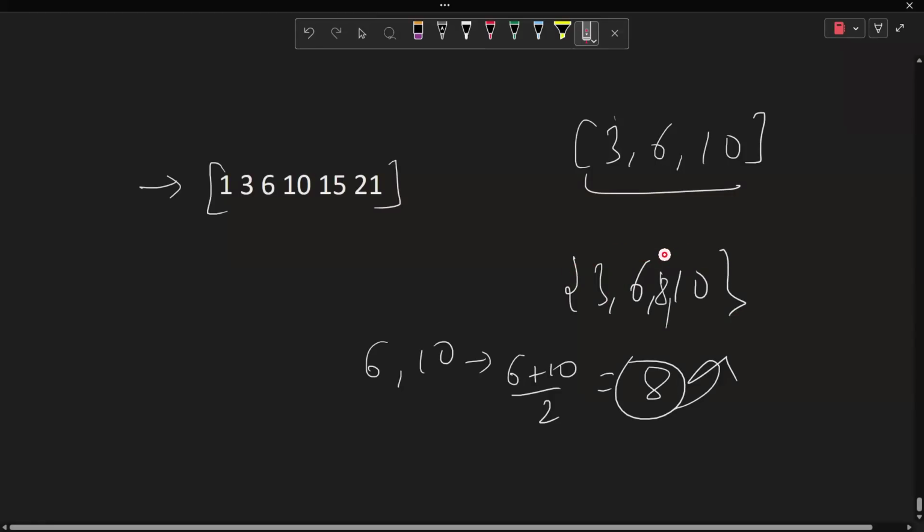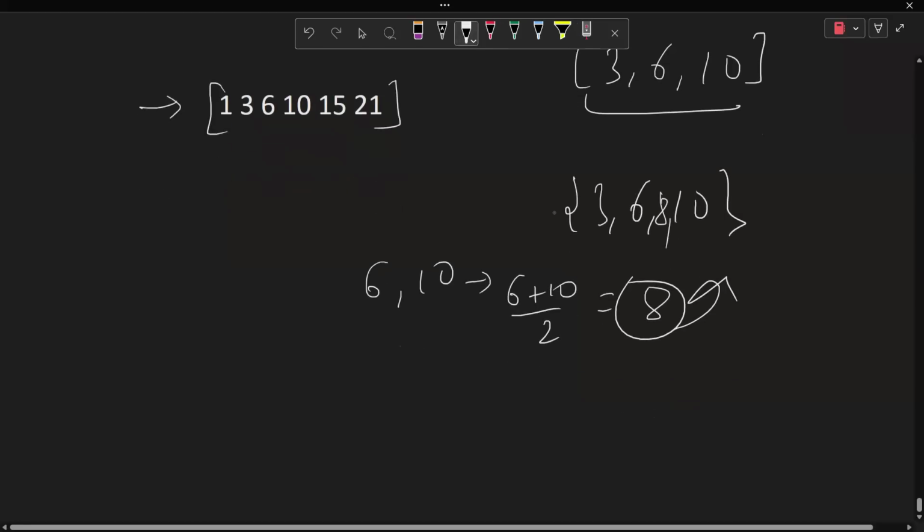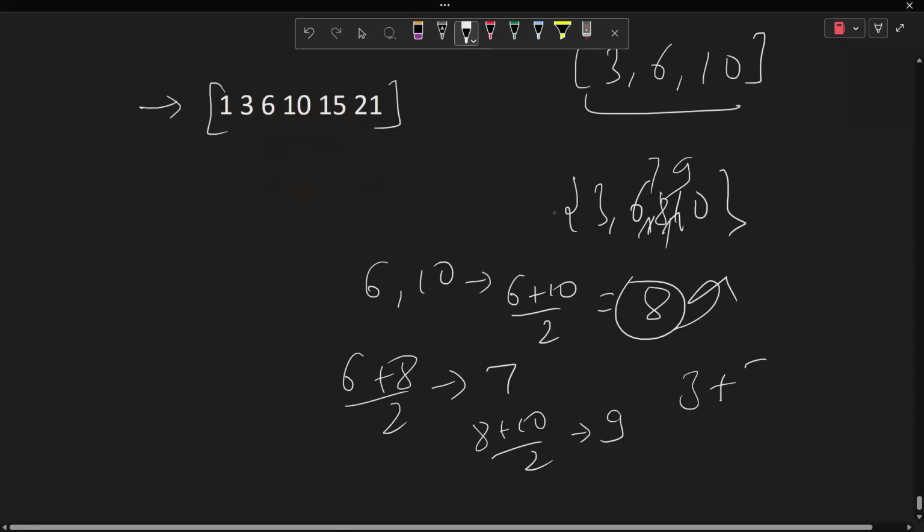So here, if it is a set of 3, 6, 8, 10, it is not consecutive. If you can perform more operations, like if you take 6 and 8, (6 plus 8) by 2 would be 7. You inserted a 7 here. Then you took (8 plus 10) by 2, which is 9. You inserted a 9 here. Then you took (3 plus 7) by 2, which was 5. You inserted a 5 here. Then you took (3 plus 5) by 2, which was 4. You inserted a 4 here.